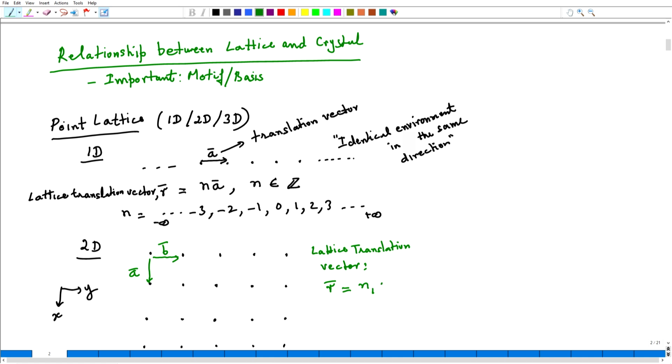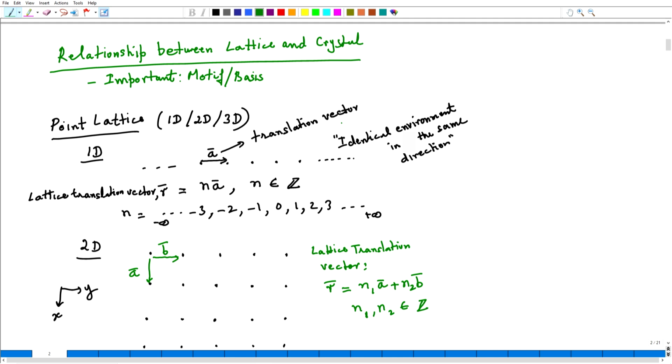Let us say n1 A plus n2 B, where both n1 and n2 are again integers. Again, this lattice translation vector, starting from any lattice point, one can visit any other lattice point, or this lattice translation vector can generate the entire infinite lattice.